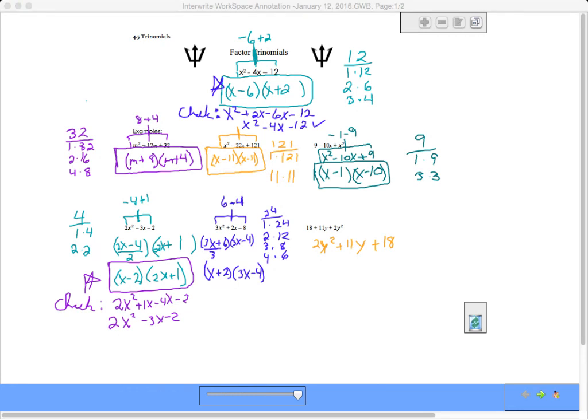All right, and that is the end of your 4.5 notes. Don't worry about the bottom section. We'll cover that in the next unit.